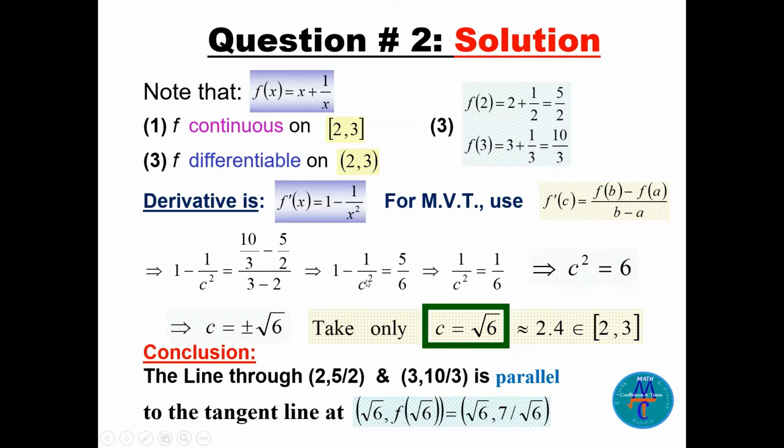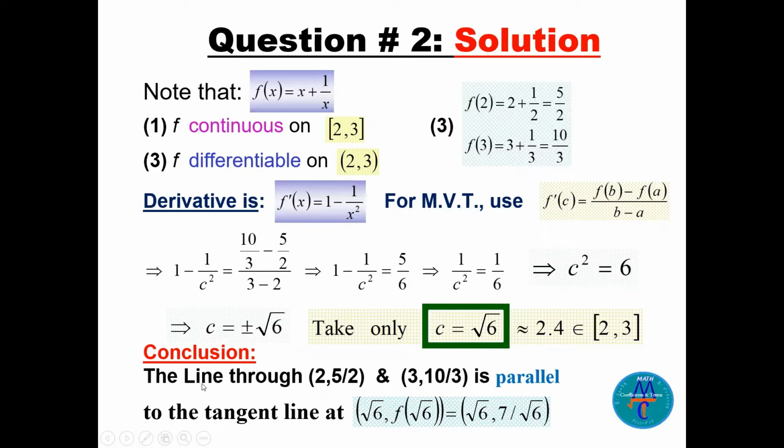Move 1 over c squared to the other side, move 5 over 6 to the other side. 1 over c squared is equal to 1 over 6. Cross multiply, c squared is equal to 6. We take the square root of both sides. Now we take only c equals square root of 6, which is in the given interval 2 to 3. Square root of 6 is almost 2.4, and the minus square root of 6 is outside. So we can take only one value for c.